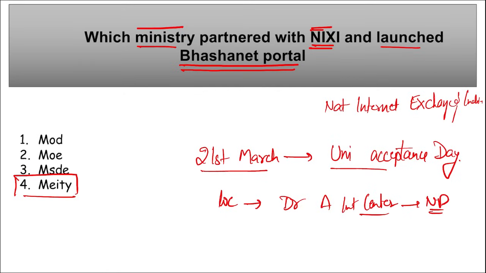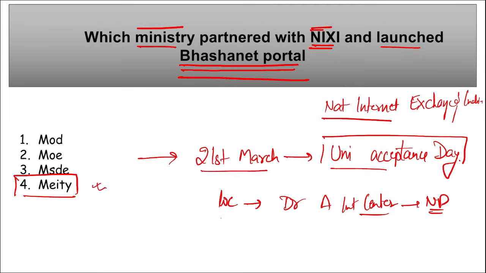The aim of this BhashaNet portal is to create a multilingual internet where local language website names and email IDs work seamlessly everywhere. I repeat, BhashaNet aims to create a multilingual internet where local language website names and email IDs work seamlessly everywhere. So take a note of this. NIXI partnered with MeitY for the BhashaNet portal, and this was on the 21st of March, Universal Acceptance Day. The location where this event was held is Dr. Ambedkar International Center in New Delhi.